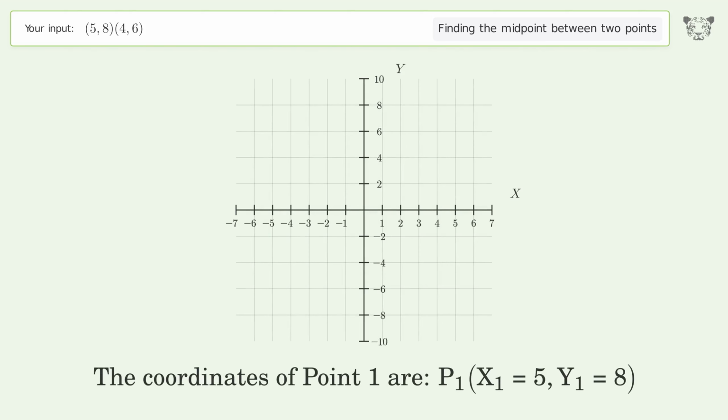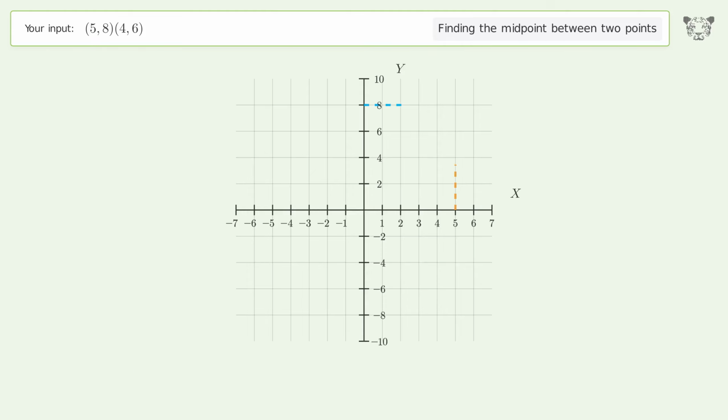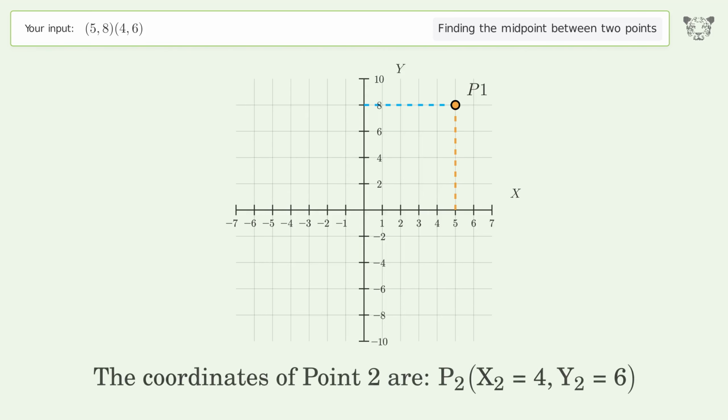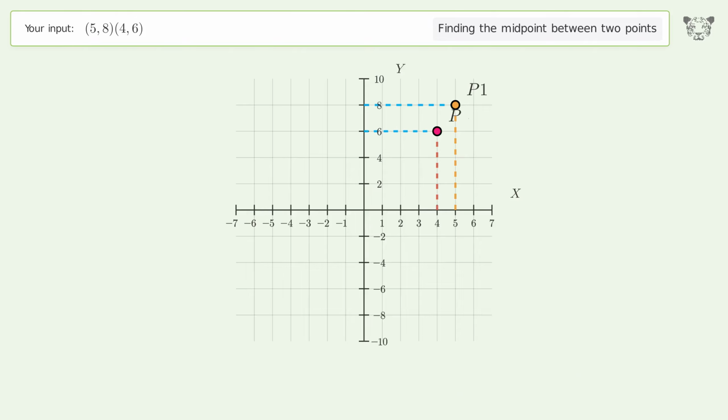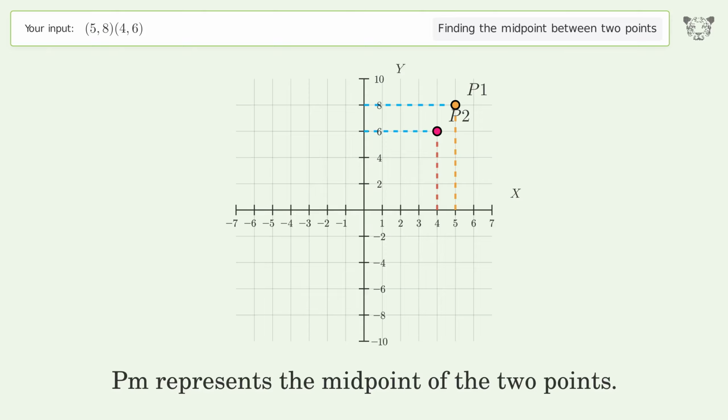The coordinates of point 1 are x1 equals 5, y1 equals 8. The coordinates of point 2 are x2 equals 4, y2 equals 6. PM represents the midpoint of the 2 points.